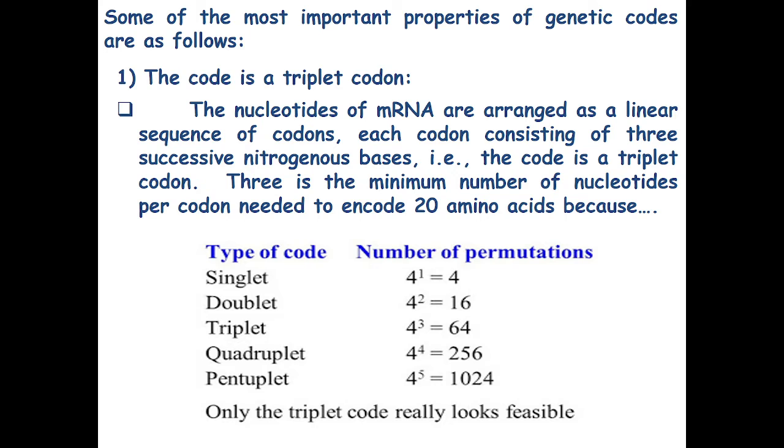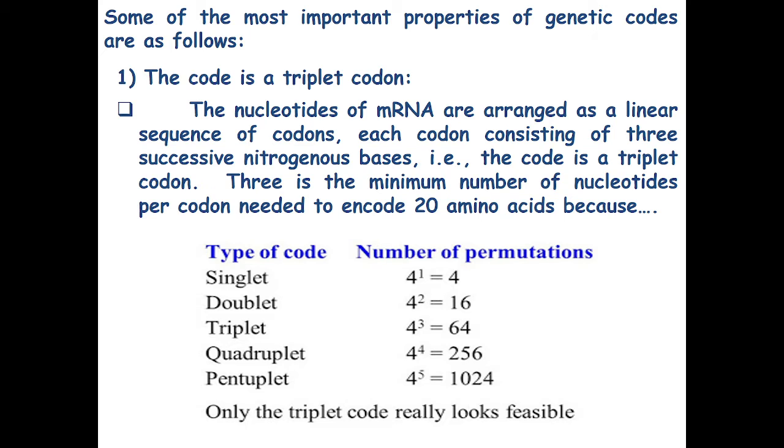Friends, we know that the genetic codons are triplet, and in the previous lecture, we have seen some examples of these genetic codes. Now, the first property of this genetic code is it is a triplet codon. This means that it is having three nucleotides, that is three nitrogenous bases. So why are these codons triplet?